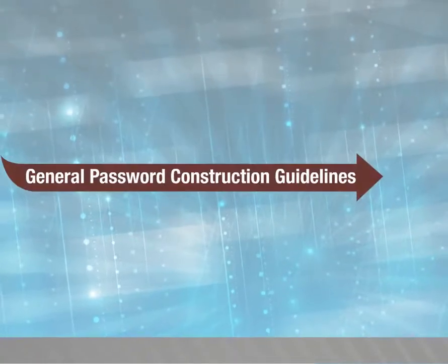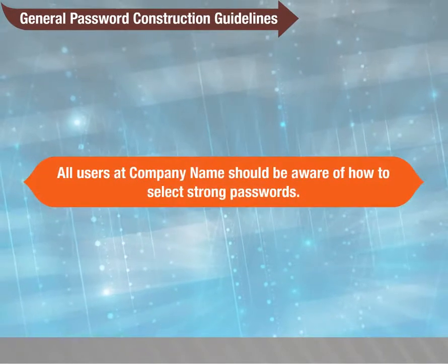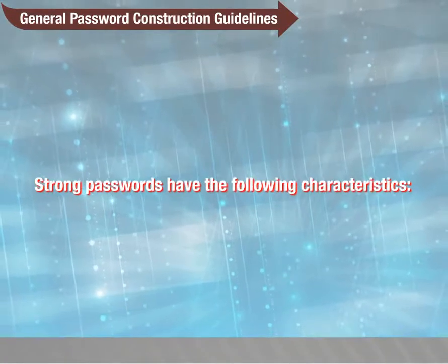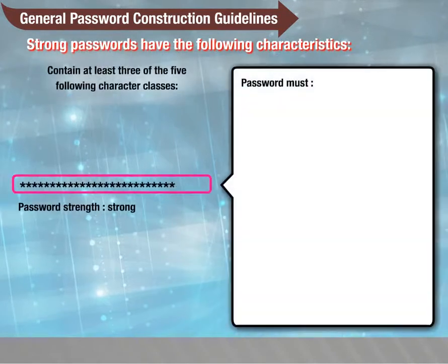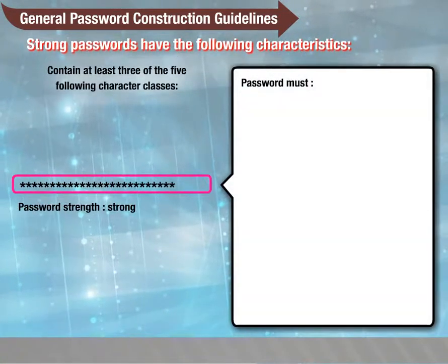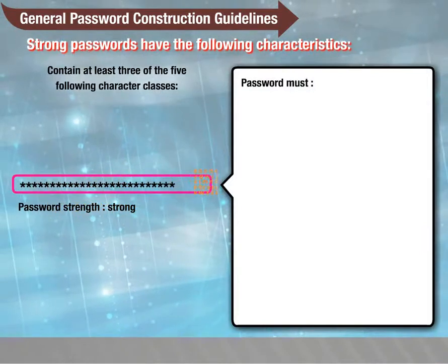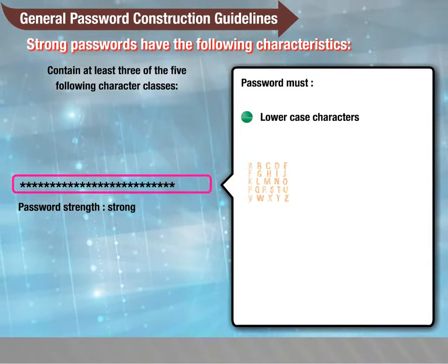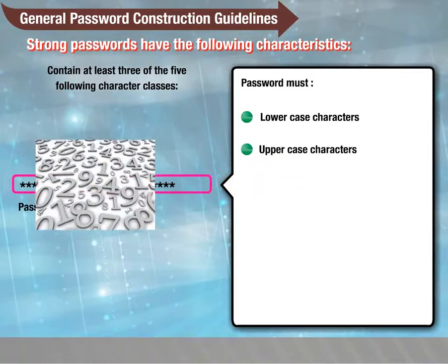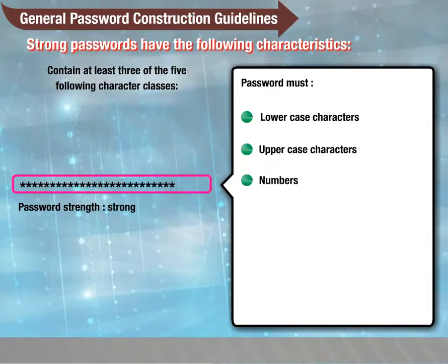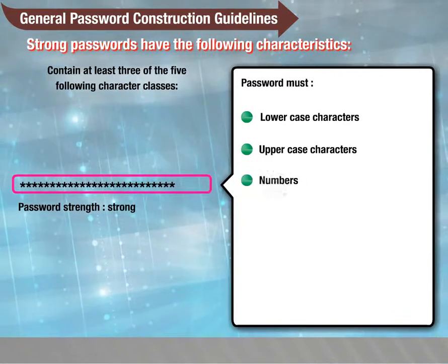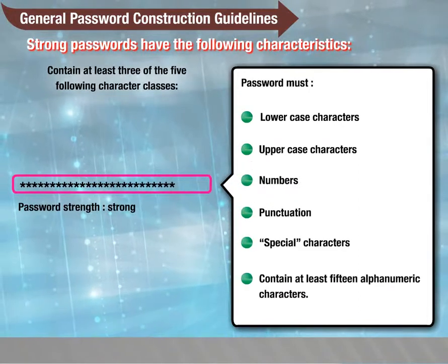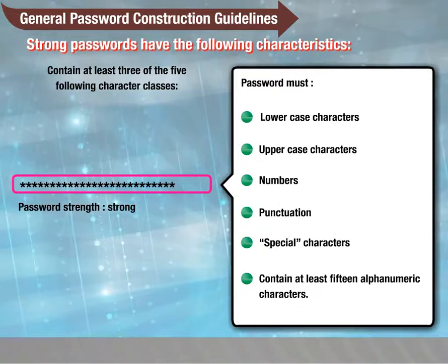General Password Construction Guidelines. All users at company name should be aware of how to select strong passwords. Strong passwords have the following characteristics. They contain at least 3 of the 5 following character classes: lowercase characters, uppercase characters, numbers, punctuation, and special characters. They also contain at least 15 alphanumeric characters.